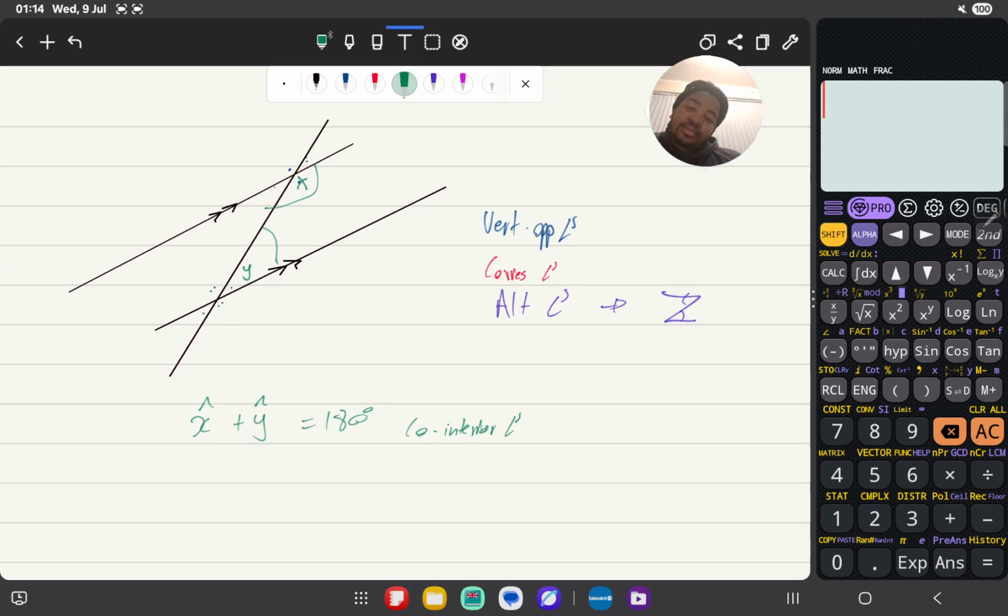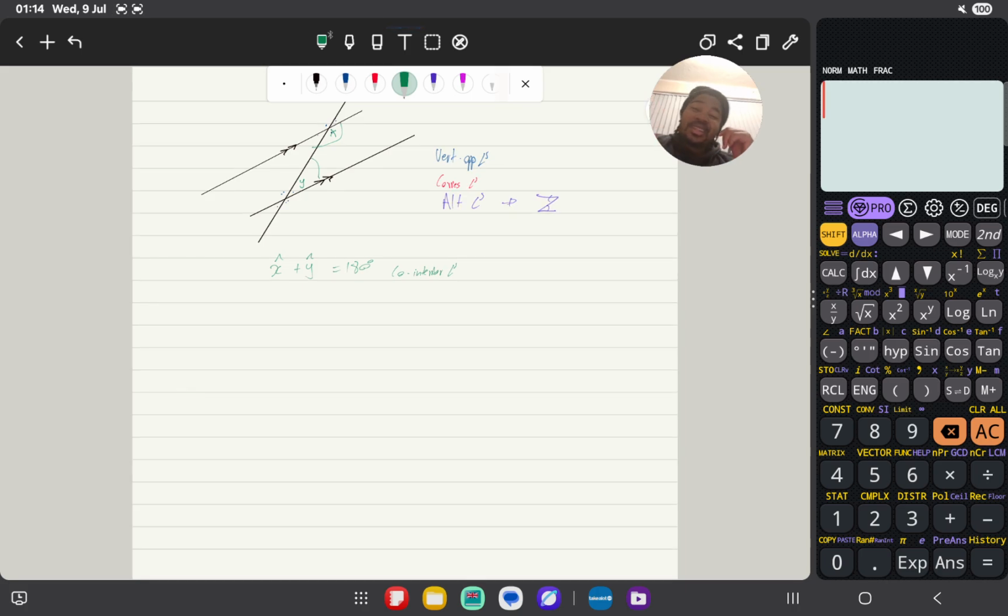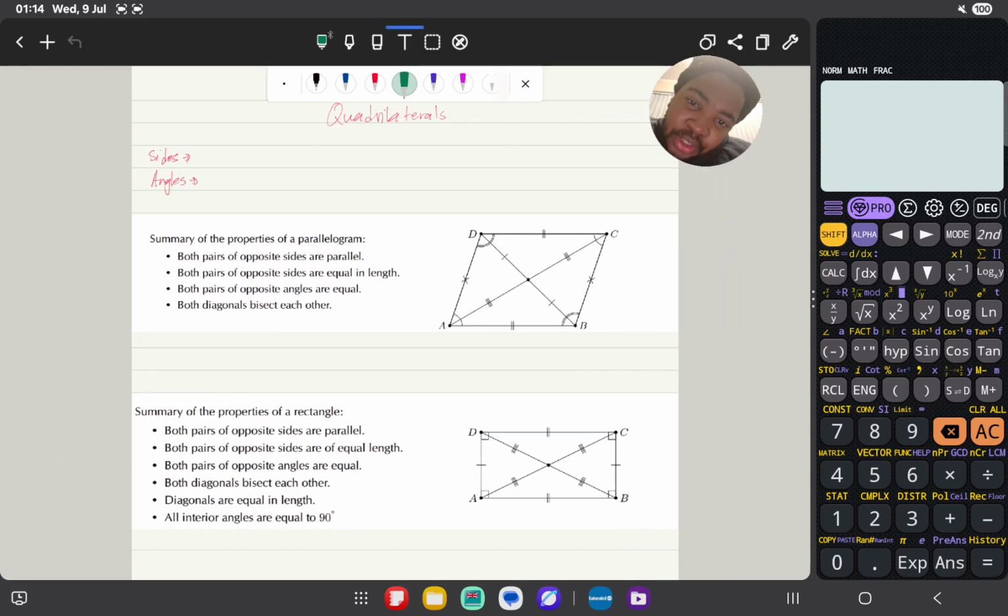Yeah, so these are the main things that I wanted to converse with you guys about the angles, and after this we're gonna jump straight to talking about quadrilaterals.